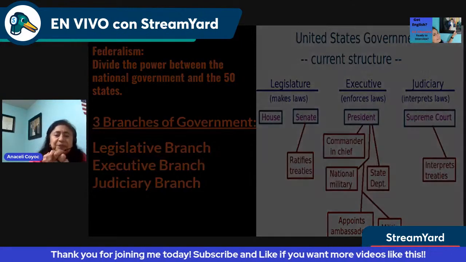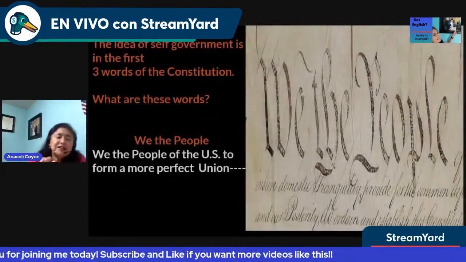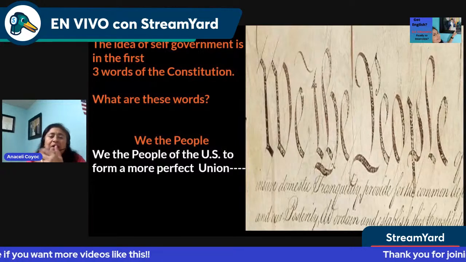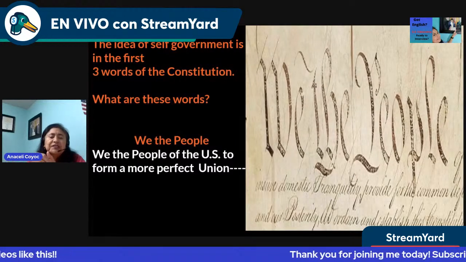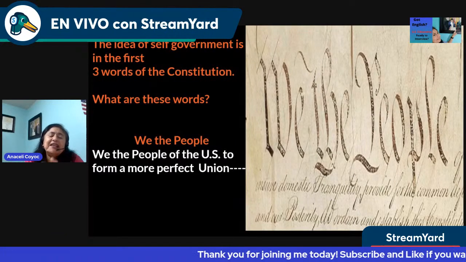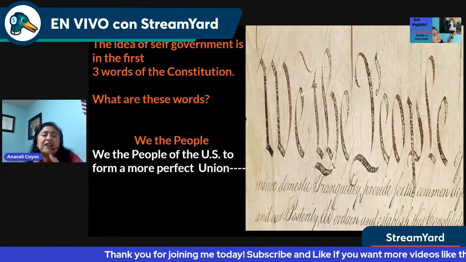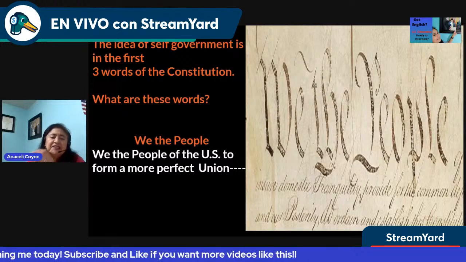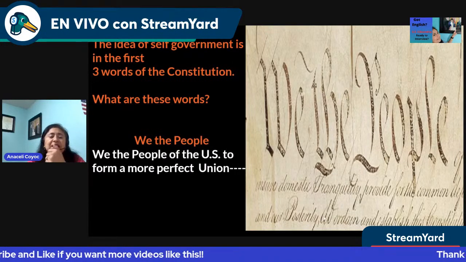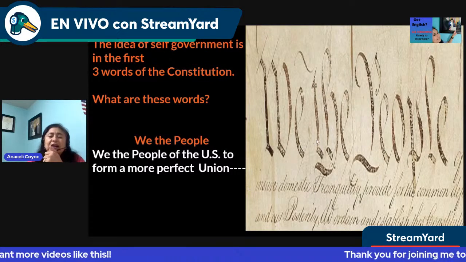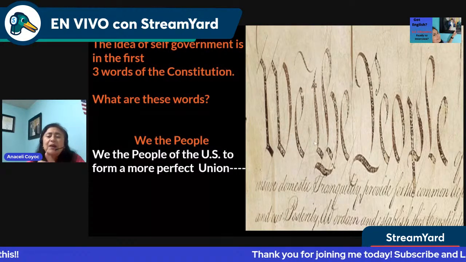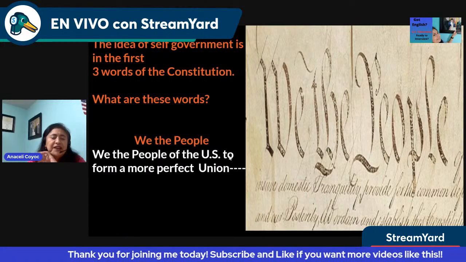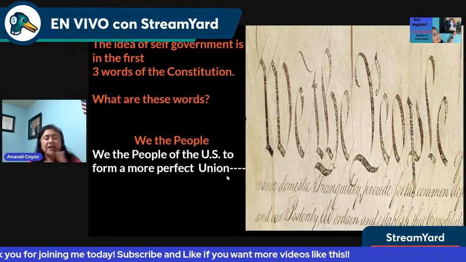Moving along, we also talked about the idea of self-government. What are the 3 words in the Constitution that express the idea that we are self-governing, that we have a self-government? What are the 3 words in our Constitution? The answer is we the people. We the people of the United States to form a more perfect union.